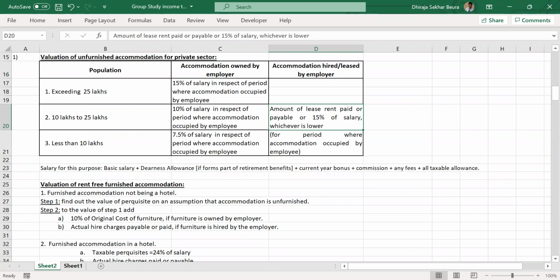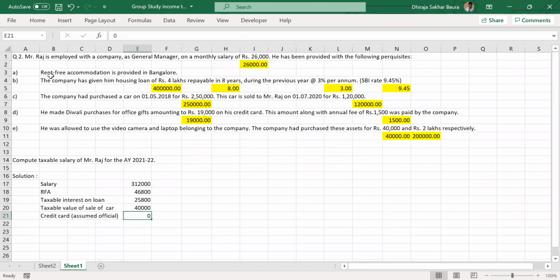Now let's look at this small point. Read this: rent-free accommodation is provided in Bangalore. So the meeting will end in 10 minutes. You can just quickly join back. We'll continue our discussion in the same way. Rent-free accommodation is provided in Bangalore. Now, no other information is given.